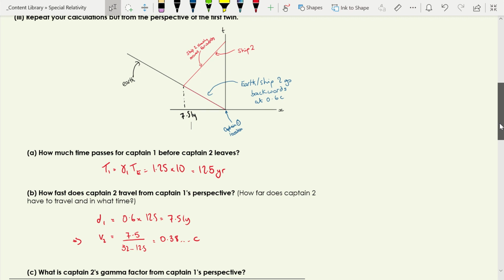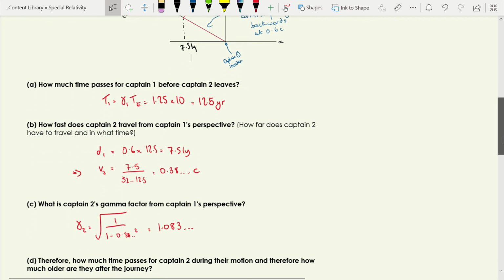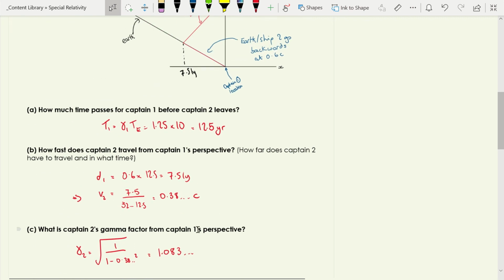So now we're in a position where we can work out Captain 2's gamma factor from Captain 1's perspective, because we now know the speed, so we can now get the factor which will relate the times.